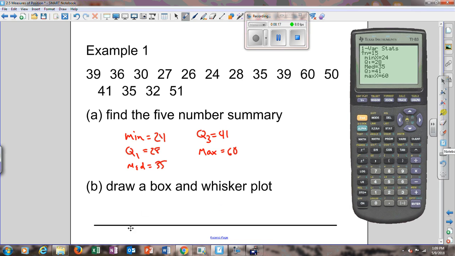And I'm not going to be real picky about your number lines, but you should at least start below the minimum. I'm going to call it 20, then 30, 40, 50, 60, and then I'll go up to 70. So my minimum is 24. So it's like right there.